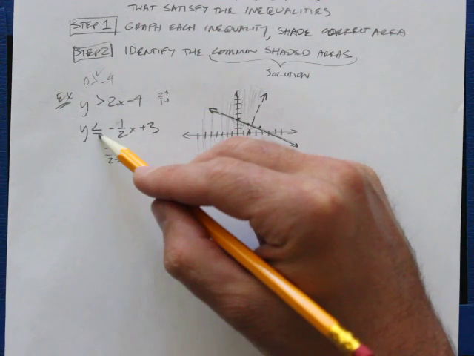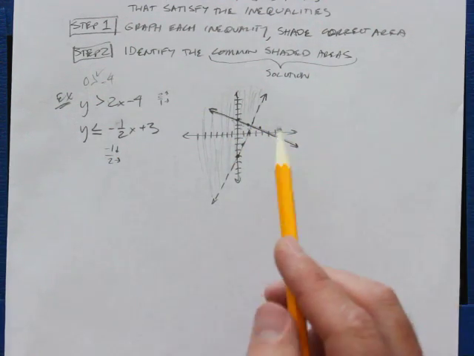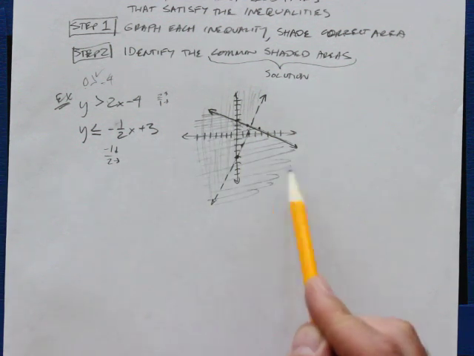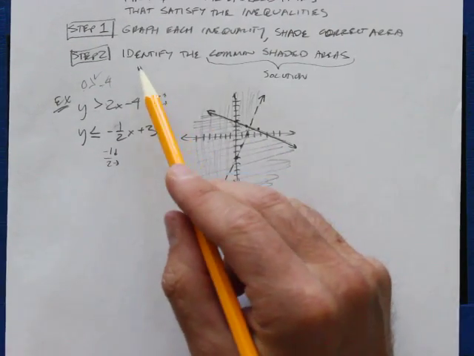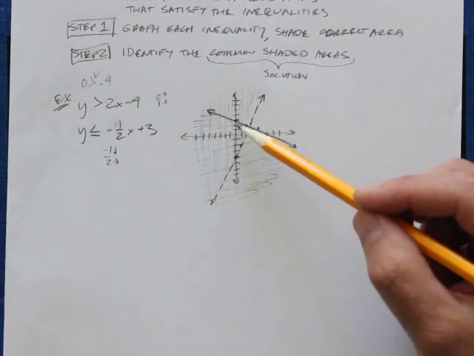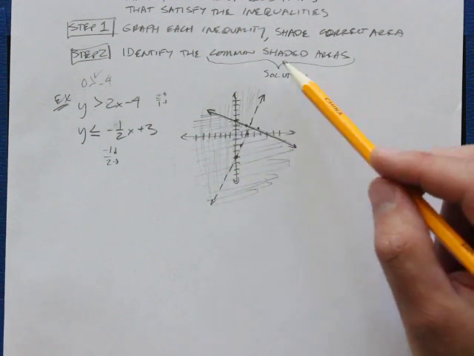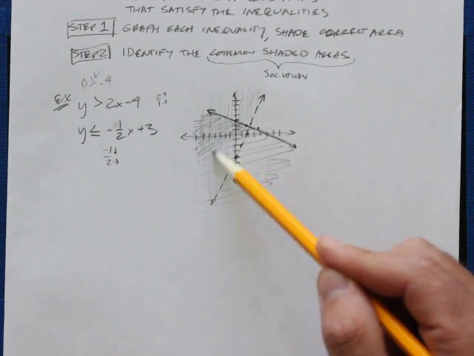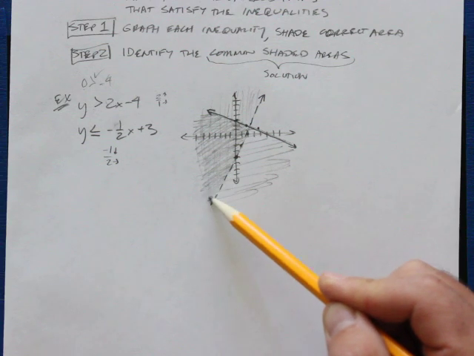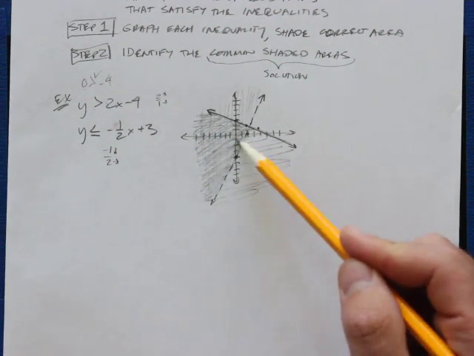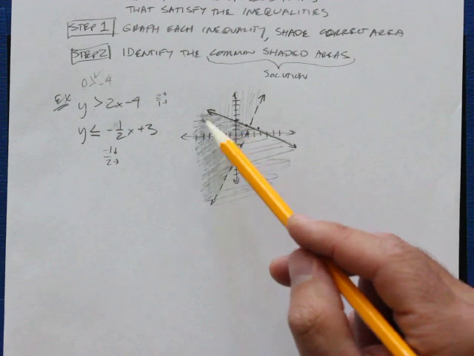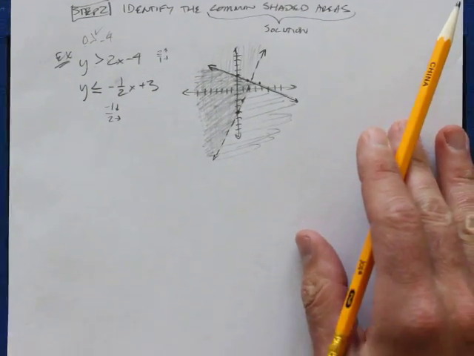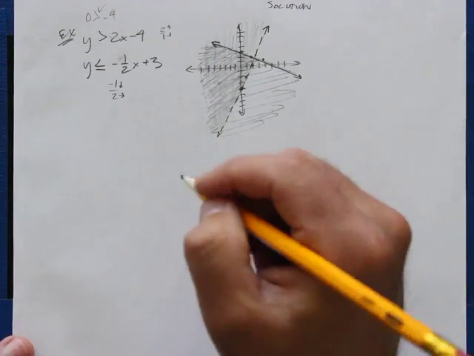Now for this one, y is less than my line, so I'm going to shade underneath. So I've done my shading. Now I'm going to look at the common areas. So here, this area is where I have the common shaded area. So I am going to give that one a little bit more strength in my shading, and that way I can very easily see this is the solution for this system of inequalities. Let's do another one.